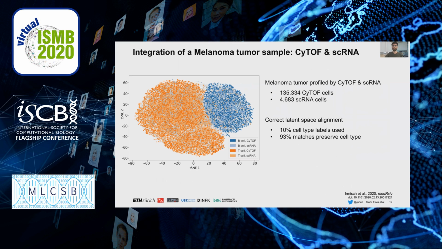Here we show a t-SNE projection of the integrated latent space SCIM produced. A random subset of embeddings are shown. We show that SCIM correctly aligns this latent space between technologies when semi-supervised using only 10% of cell labels. It produces matches of high quality, retaining cell type in 93% of matches.